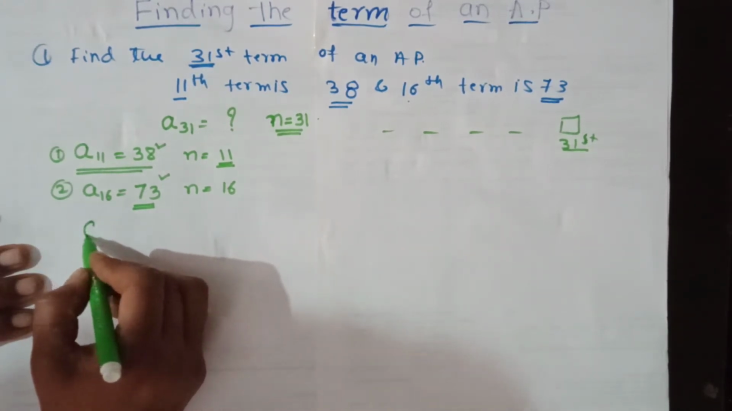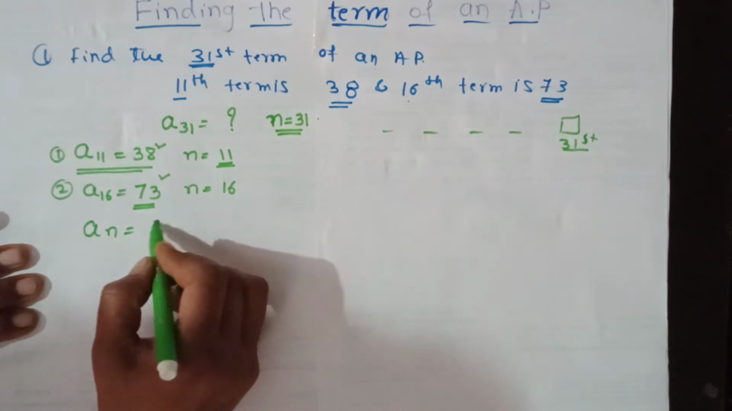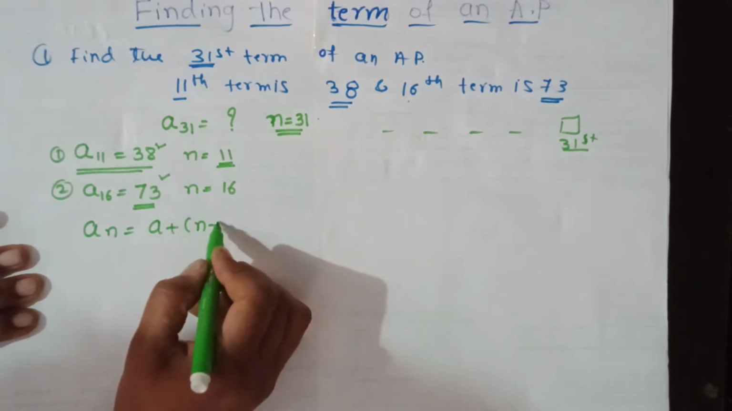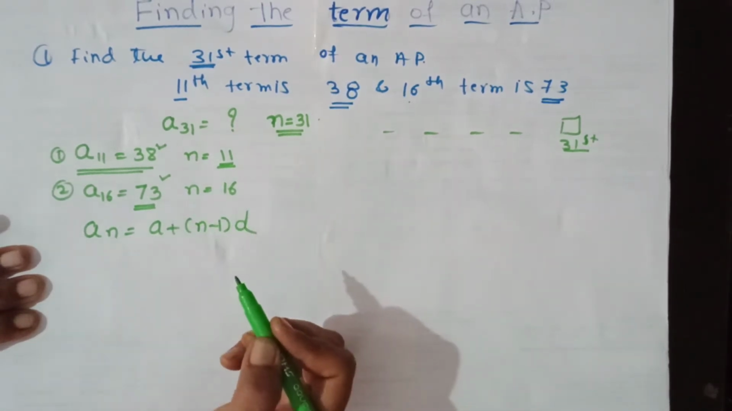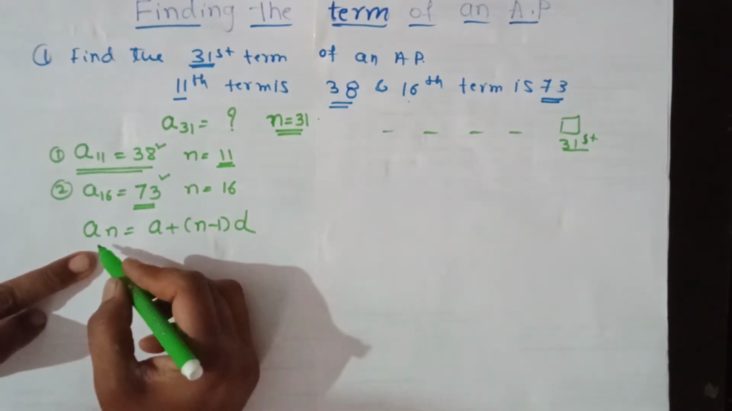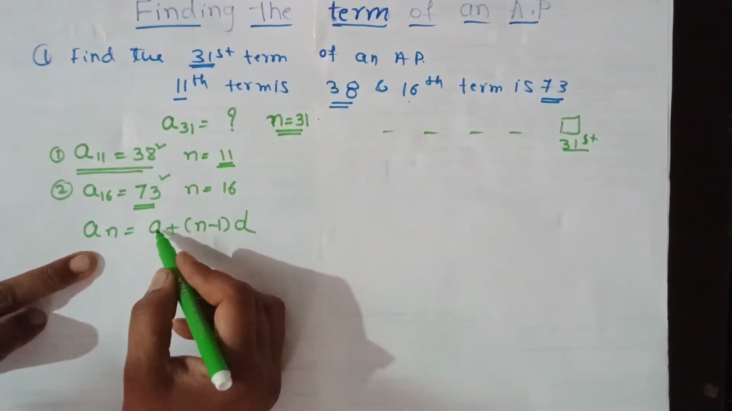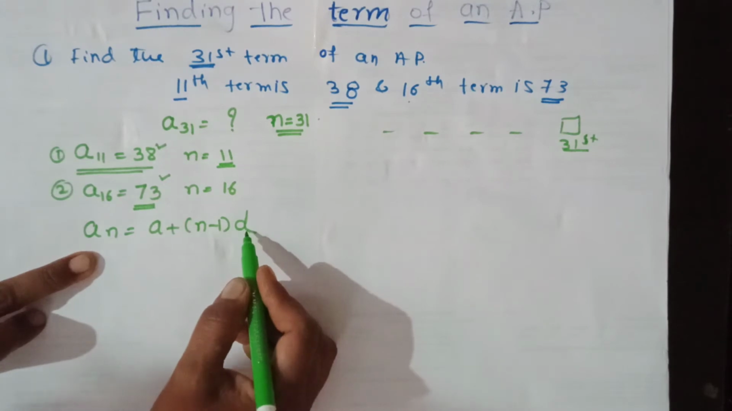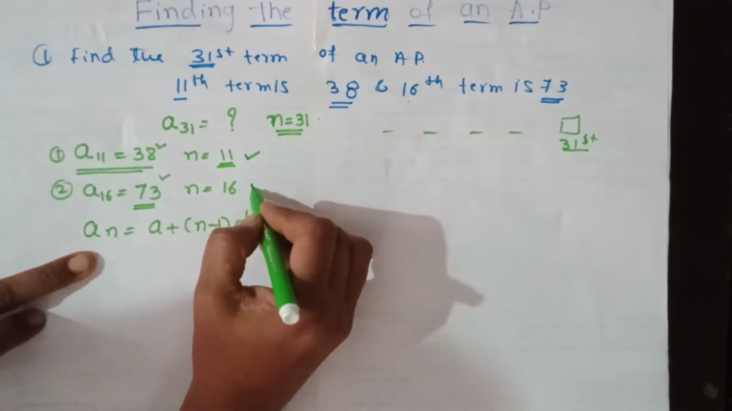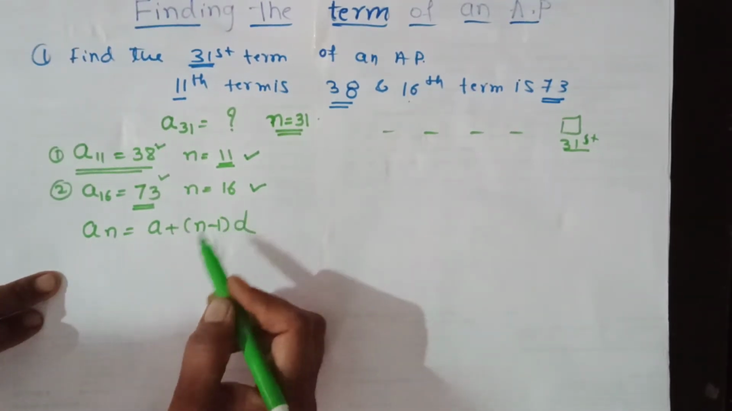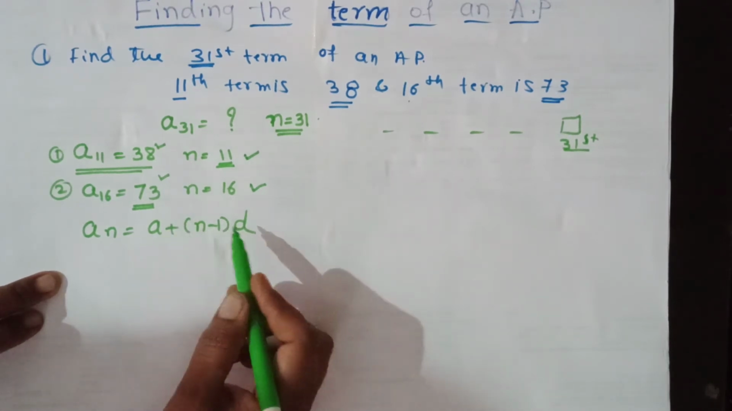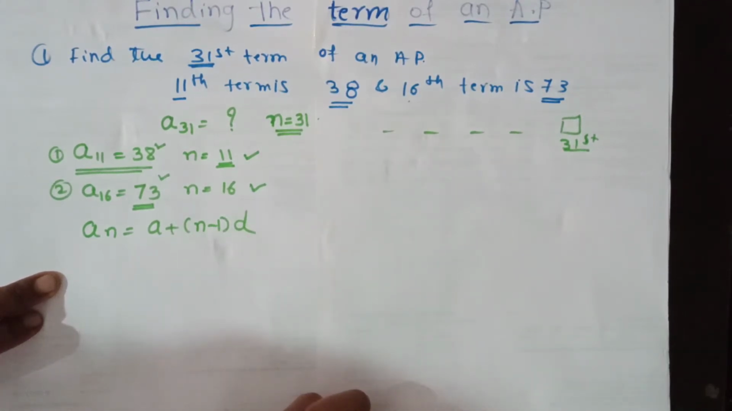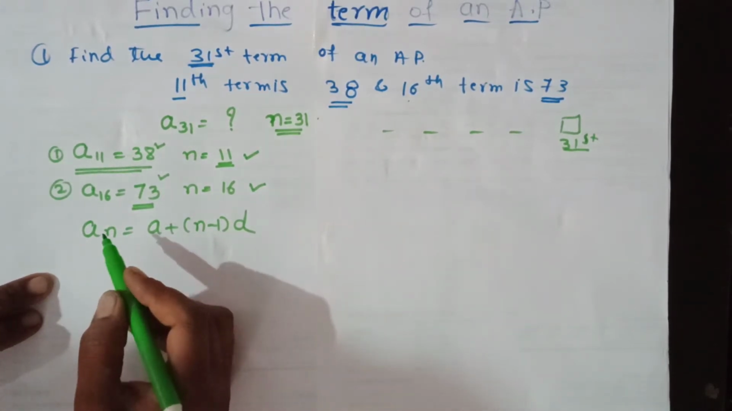We have the formula AN is equal to A plus N minus 1 into D. Even if the first term and the difference are not known, if you know two terms of the progression, then you can find A and D with the help of solving equations. I am going to solve it here. Just observe it and understand.